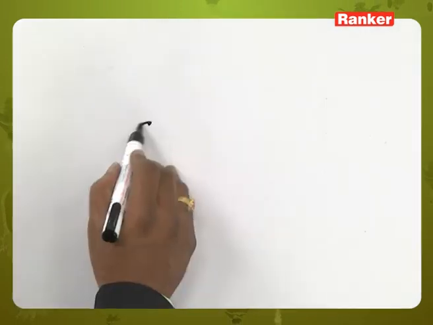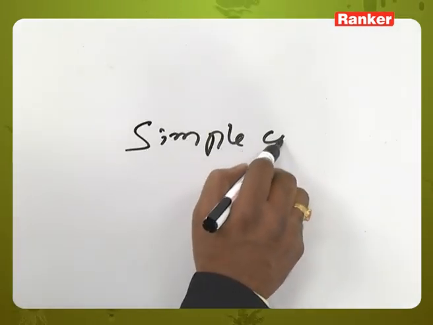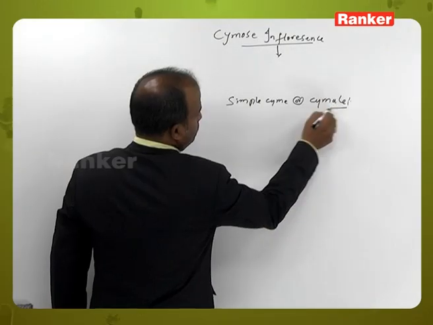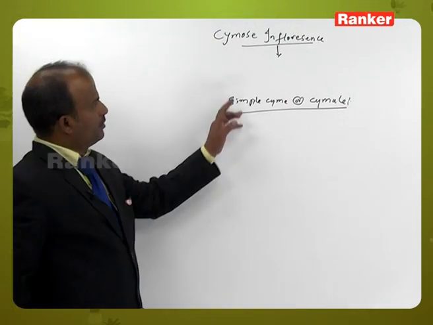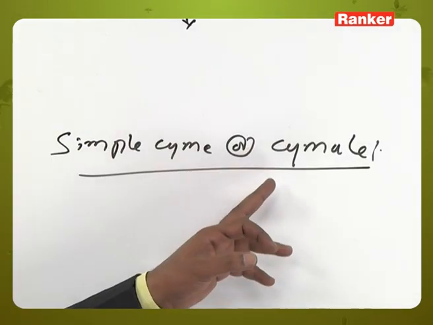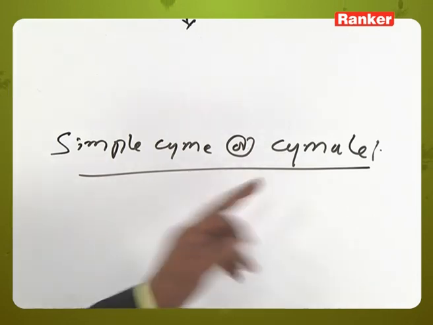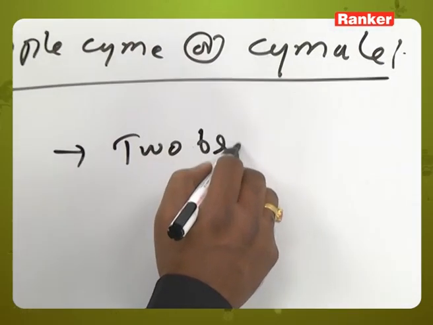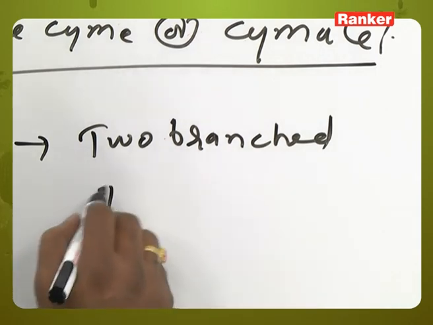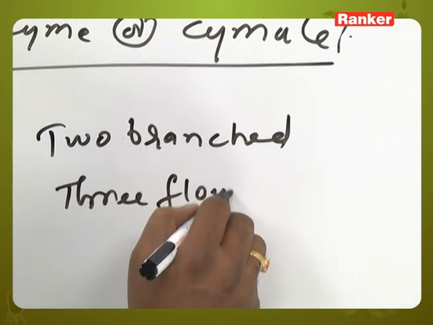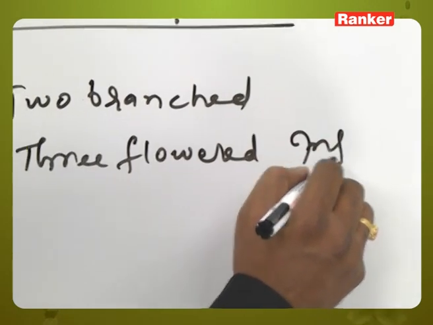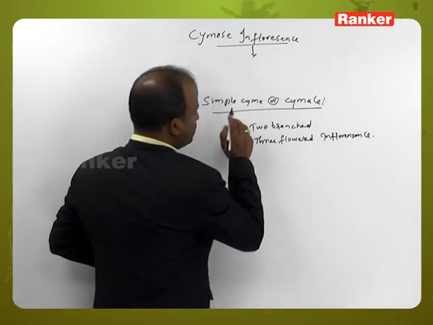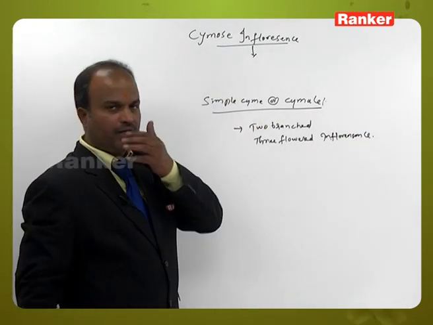Now we are going to simple cyme or cymule. Another type of cymose inflorescence is nothing but simple cyme or cymule. This simple cyme or cymule is nothing but a two branched, three flowered inflorescence. It is called simple cyme or cymule.